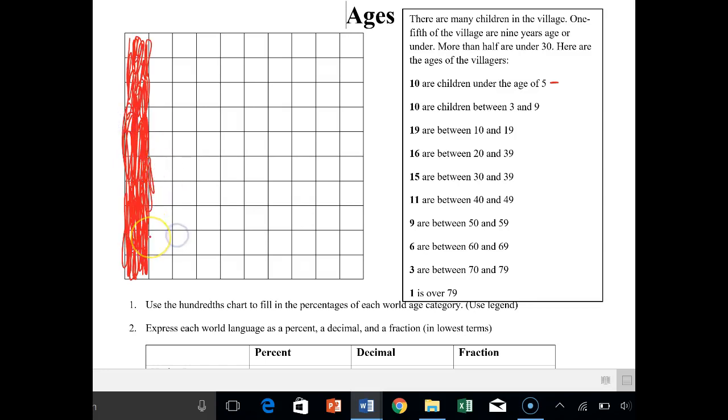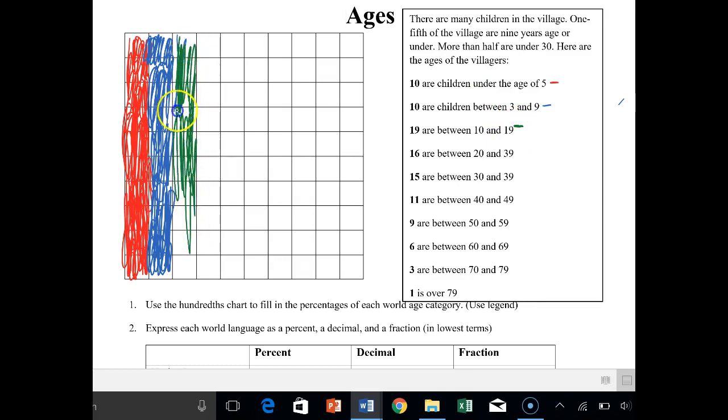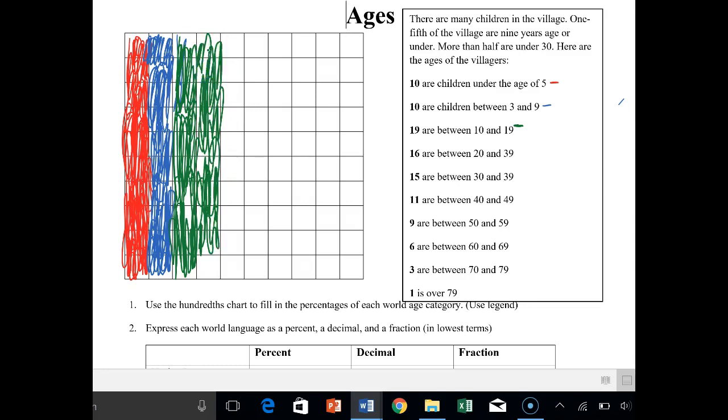We'll do blue for people between 3 and 9. All right, and then there are 19 between 10 and 19. We'll do that in green. So 19, oops, I said green, my fault. 19 would stop right there. So I'm going to stop here. You're going to do the rest, and you can use different colors, right?